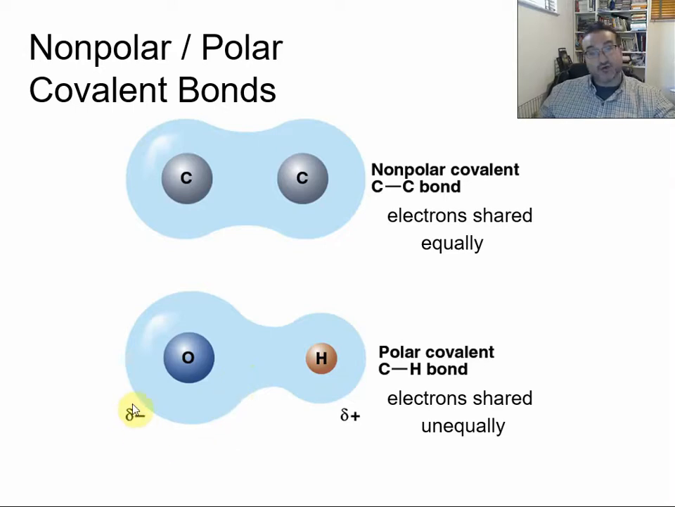So they use the Greek letter delta, that's a lowercase delta from Greek, to show that there's slightly more electrical charge that's negative over here, because the electrons that are negative are hanging out over here. This leaves the hydrogen part slightly positive, on the other hand. So this is what's called a polar covalent bond.